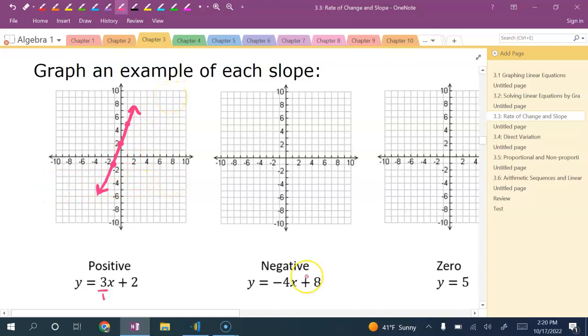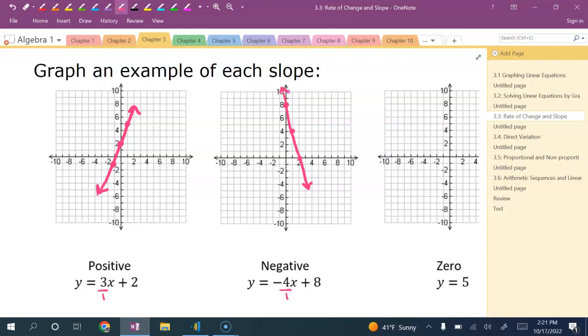The second example would be a negative slope. So for this one, we started up at 8, but your slope was negative 4 over 1. So you go down 4 and to the right 1. And so if I connect those points, notice how that line goes down over time. So it looks different than the first one did.